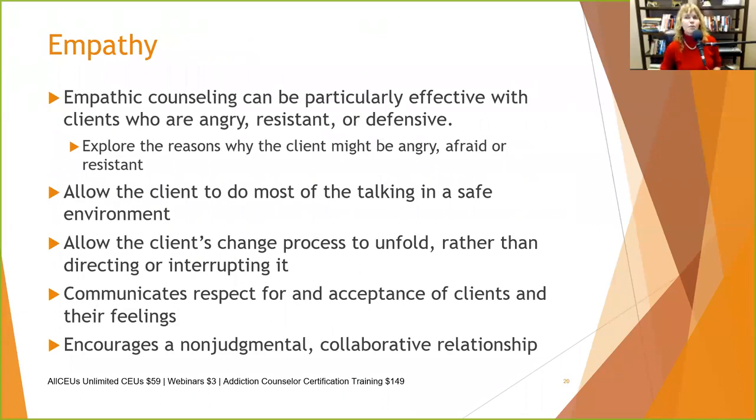Empathic counseling can be particularly effective with clients who are angry, resistant, or defensive. So we can use empathy to explore the reasons why the client is angry about having to be here. We probably would be angry too. So if we put ourselves in their shoes, it'll work a little bit better and we can establish more of a connection. Allow the client to do most of the talking in a safe environment.